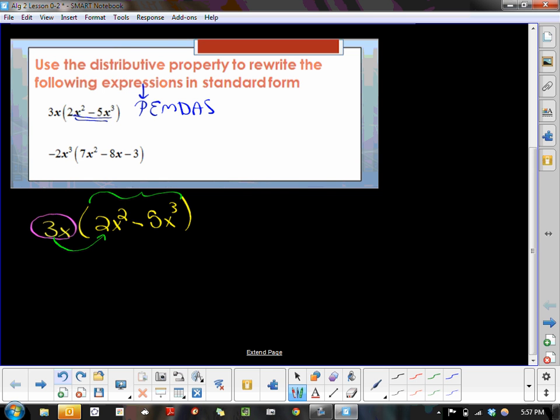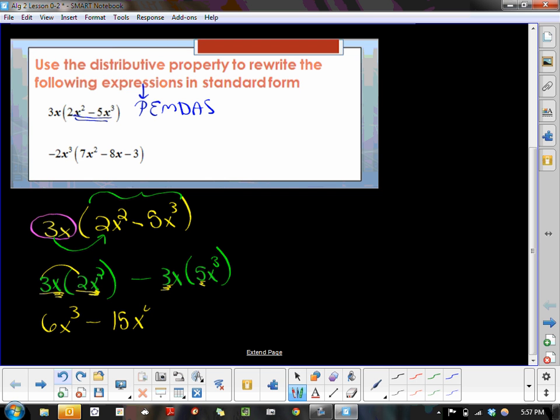We take the 3x times the 2x squared, and then we're going to subtract. You can distribute over addition or subtraction. Then we're going to take the 3x times the 5x cubed. So 3x times 5x cubed. And now we can simplify again. We take our 3x times our 2x squared. Well, 2 times 3 is 6, and an x times an x squared is an x cubed. Minus, then we've got 3 times 5, which is 15, and an x times an x cubed is an x to the 4th.